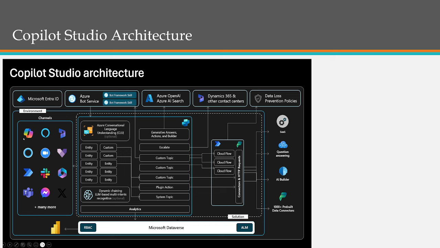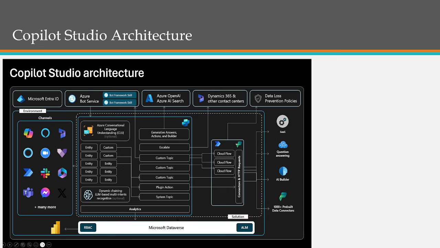Broadly, in the architecture you can see here, the foundation component is Microsoft Dataverse, which is the Power Platform database, a layer above Microsoft SQL. RBAC stands for role-based access control. ALM stands for application lifecycle management. Here you can see the channels. This Copilot can be integrated with different channels like Slack and Teams.